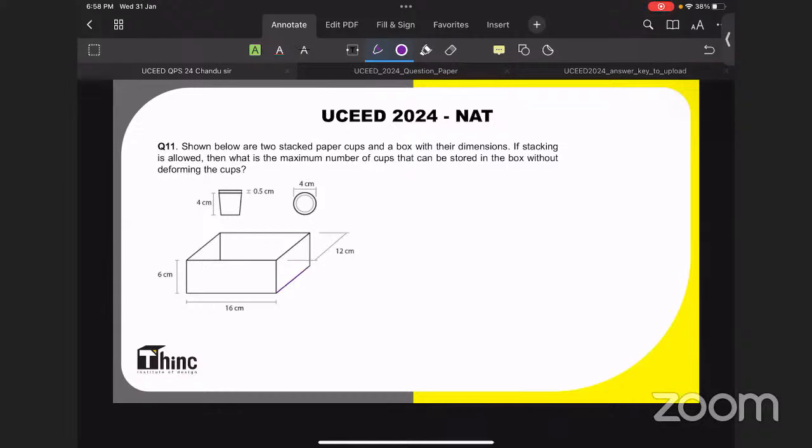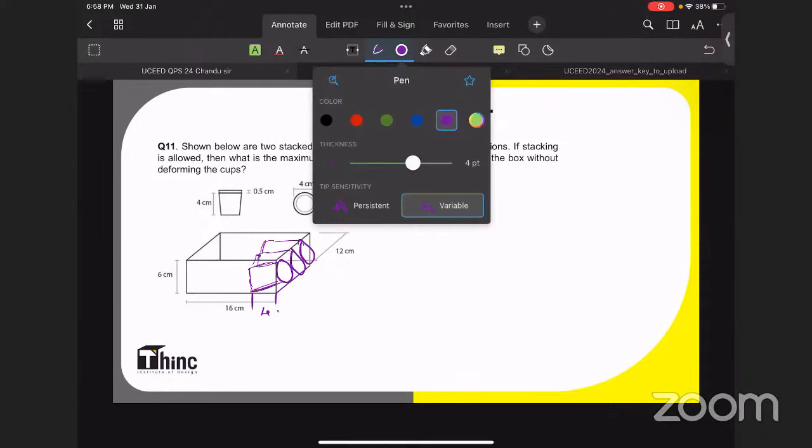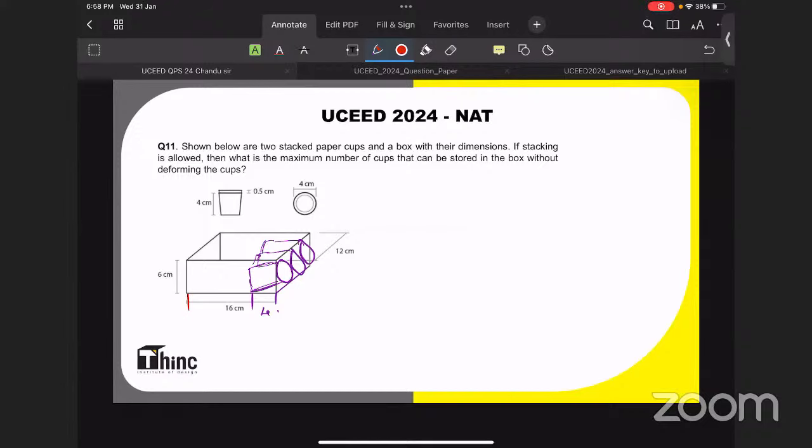This is 12. Okay. So I'm just placing 3 cups. Okay. So I'm just placing 3 cups and the back side of the cup will look like this. So total 4 centimeter. So 4 centimeter gone. My cups are like this. So 4 centimeter occupied by the first cup. Okay. So 3 cups I just placed. So how many centimeters are remaining still? The remaining is 12 centimeter.